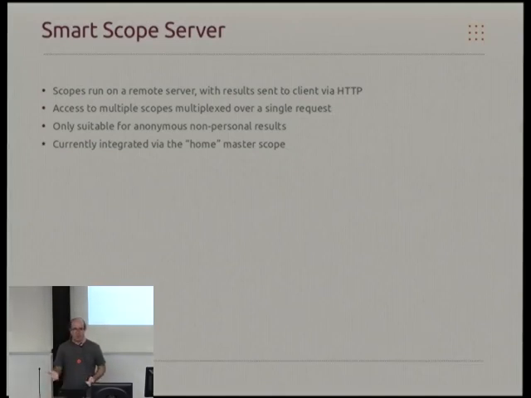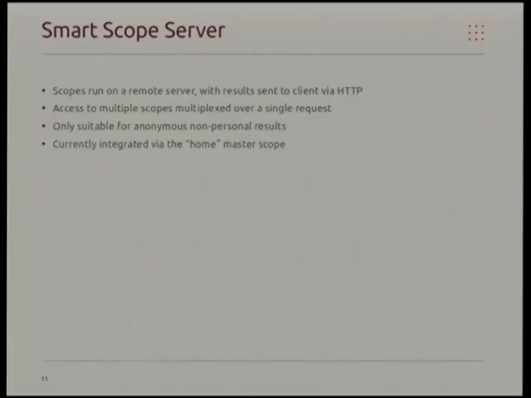But this also means that some other scopes which you might think of as being remote, like the Google Drive one, can't use this infrastructure, because that relies on user credentials, which we don't want to be storing remotely. At the moment, most of the results from the SmartScope server integrate with the home master scope directly. That's something we're looking at changing, but that's something for the future.